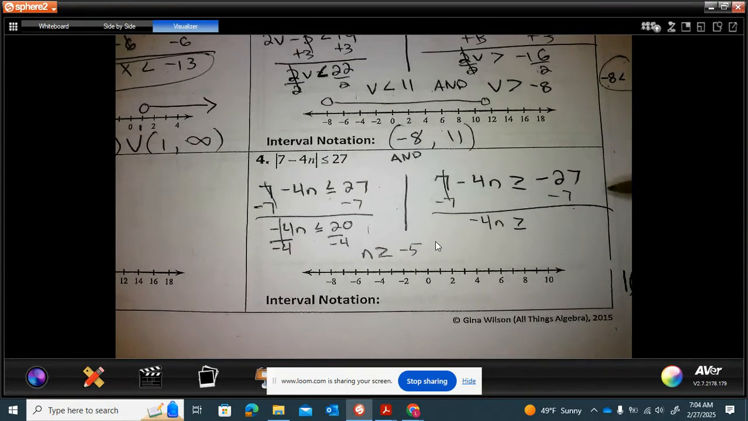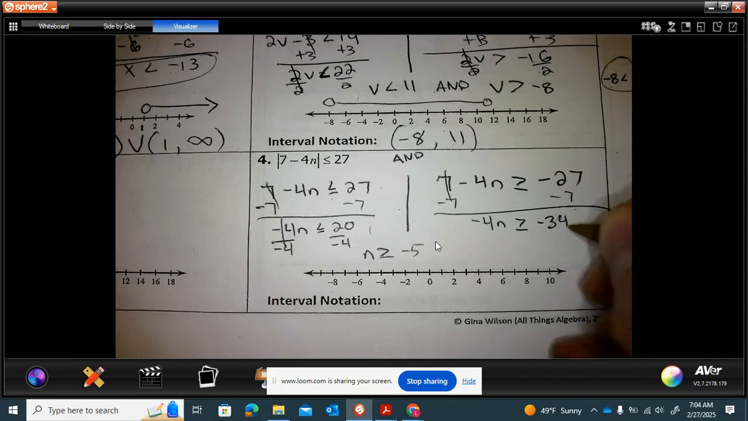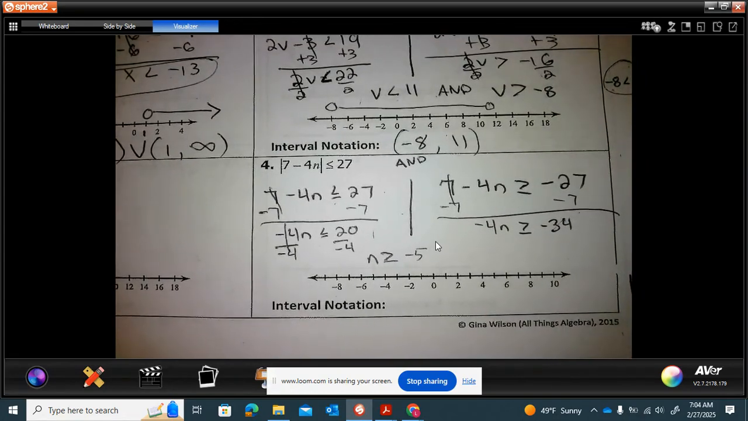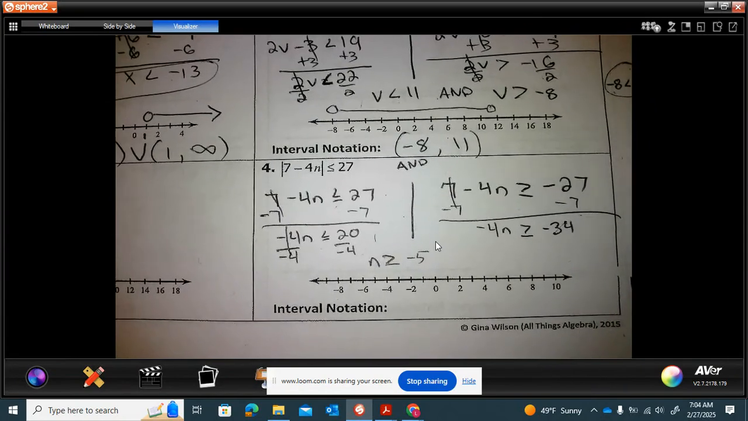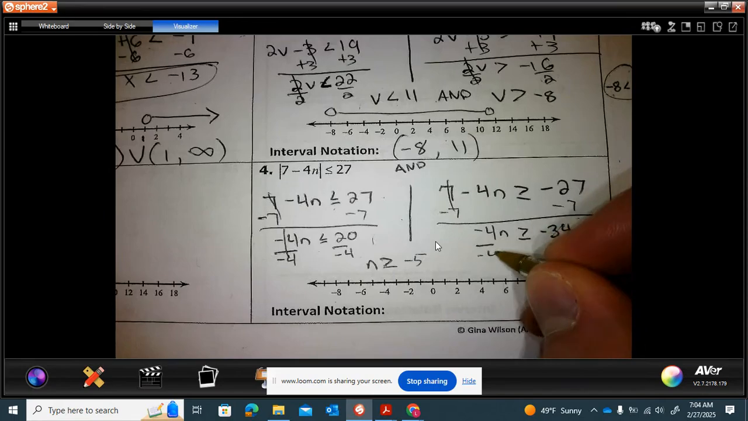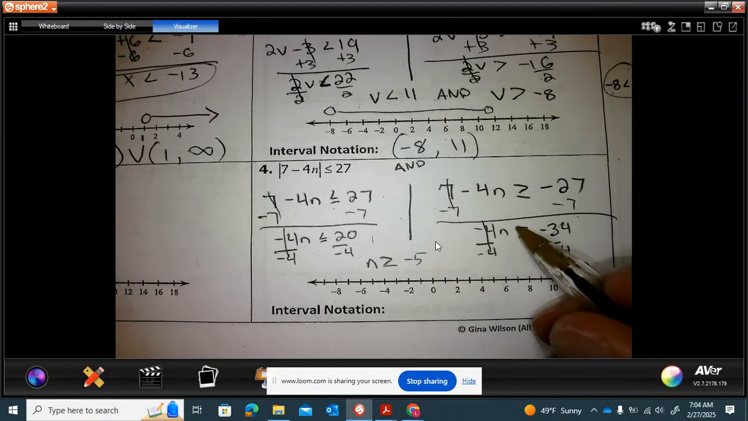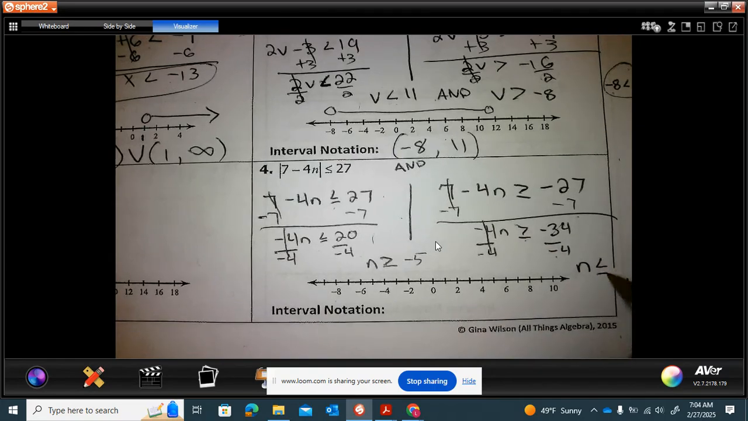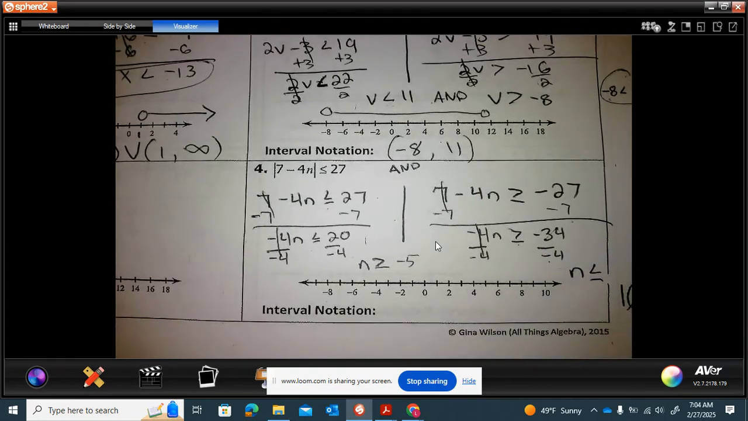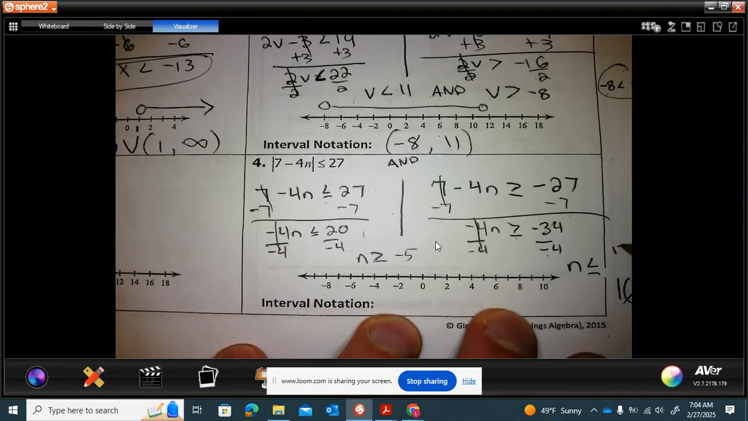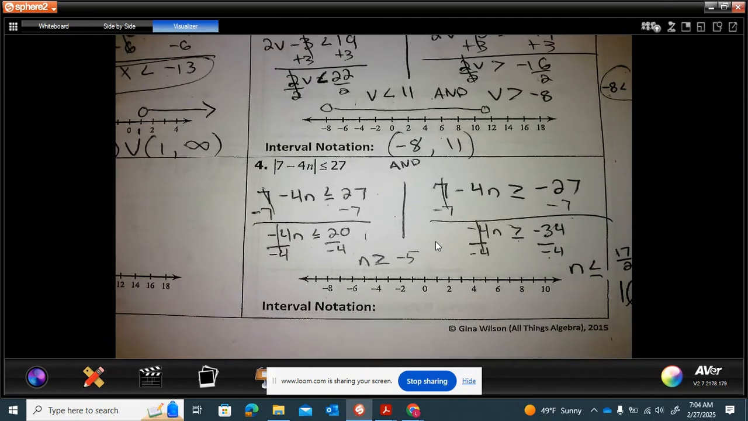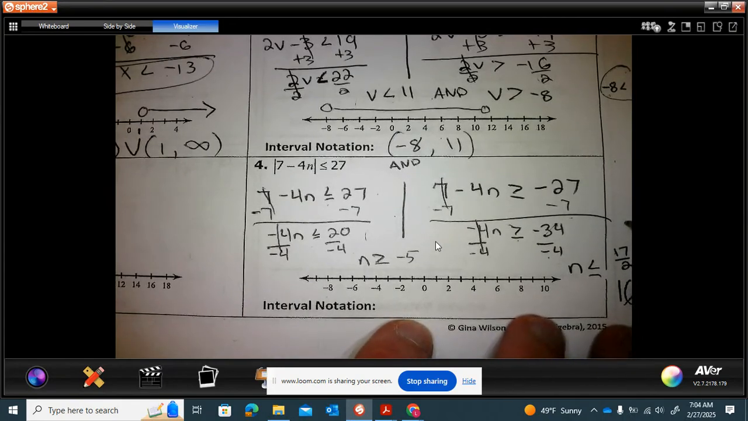But this time, -27 minus 7 is -34. Obviously you're going to get different answers because you're changing it to a negative on this side. And then now when I divide by -4, it's going to end up being a positive, but I have to flip my symbol because I'm dividing by a -4. So instead of being greater than or equal to, it's going to be less than or equal to. And then I don't believe that's going to work out nicely. So if you type it into your calculator, 34 divided by 4, it simplifies to 17 over 2, which is 8.5.